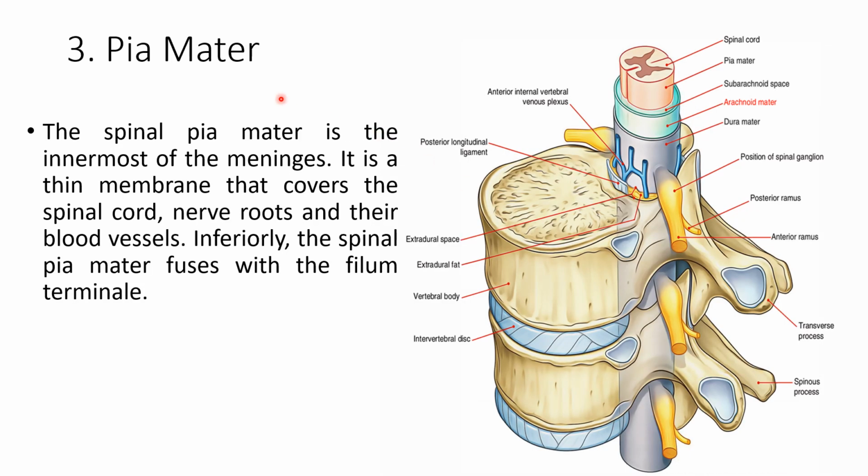The third layer is pia mater. It is the innermost of the meninges. It is a thin membrane and it covers the spinal cord, nerve roots and their blood vessels. Inferiorly, the spinal pia mater fuses with the filum terminale. This is the pia mater. It covers the spinal cord directly, also the blood vessels and nerve roots.